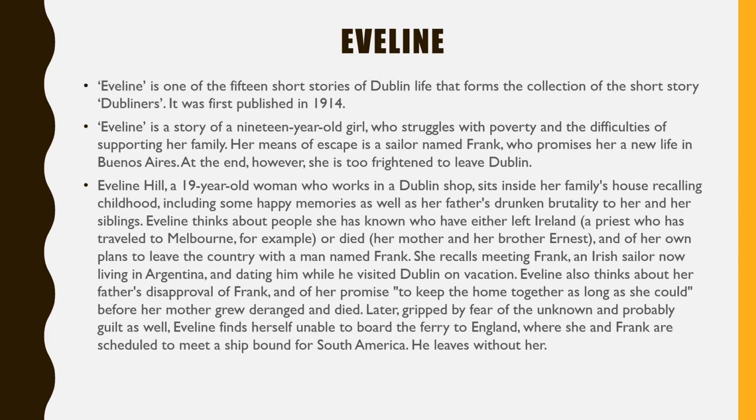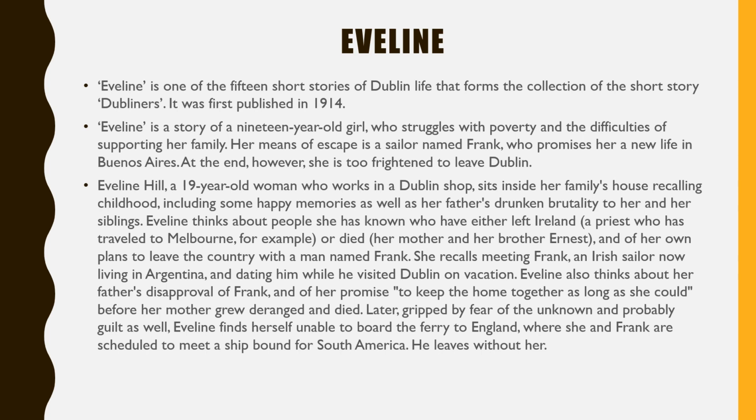Eveline is one of the 15 short stories of Dublin life that form the collection of short stories Dubliners. It was first published in 1914. Eveline is a story of a 19-year-old girl who struggles with poverty and the difficulties of supporting her family. Her means of escape is a sailor named Frank, who promises her a new life in Buenos Aires. At the end of the story, however, she is too frightened to leave Dublin.